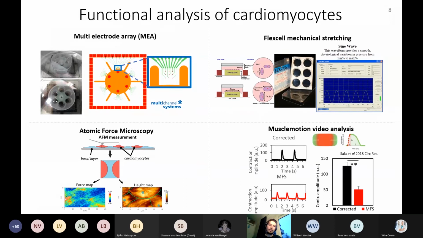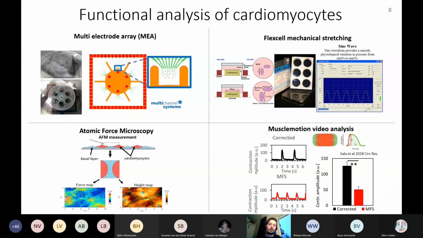So, multi-electrode array to start with. This is a technique that you can compare with an in vitro ECG measurement. How it works is that we culture cardiomyocytes on top of a grid of electrodes, and we can then measure the extracellular field potential. From there, we can derive parameters like the beat rate, but also arrhythmogenic events.